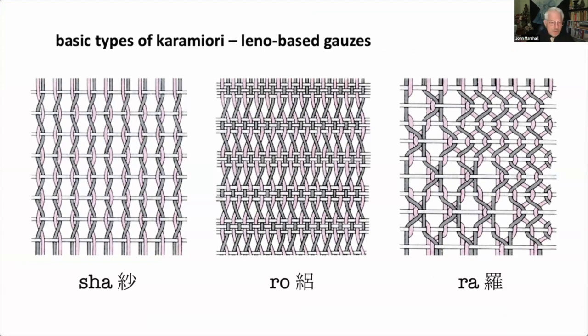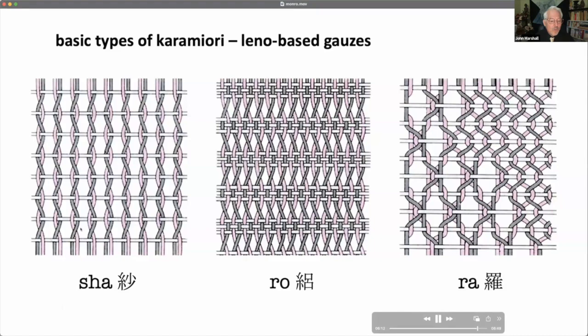So just as a brief review once more, we have the Sha, which is the simple gauze. We have the Ro, Mondo in particular, that we're talking about today. And then we have the Ra, by contrast, which is the more complex version.